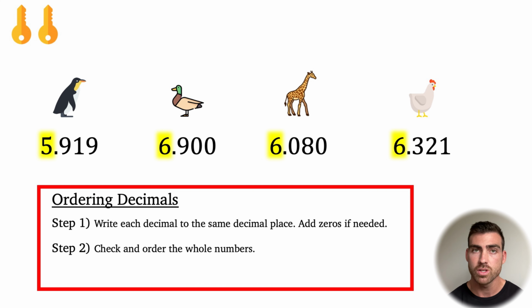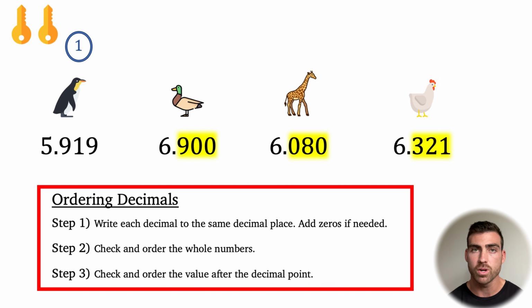And step 2, check the whole numbers first. Since the penguin has the smallest whole number, this is the smallest. Now the others have the same whole number, but the value after the decimal point is different. So step 3, check and order the value after the decimal point. Since they are up to 3 decimal places, this makes it easier to compare. The giraffe is 80 thousandths, the chicken is 321 thousandths, and the duck is 900 thousandths.